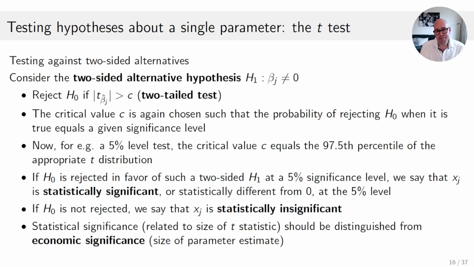The effect of xj can be statistically significant, but at the same time, it could be that it's still small, right? So the economic significance could still be small or 0, right? It could not matter, even though in a statistical sense, the coefficient is different from 0, as we conclude from a test like this.